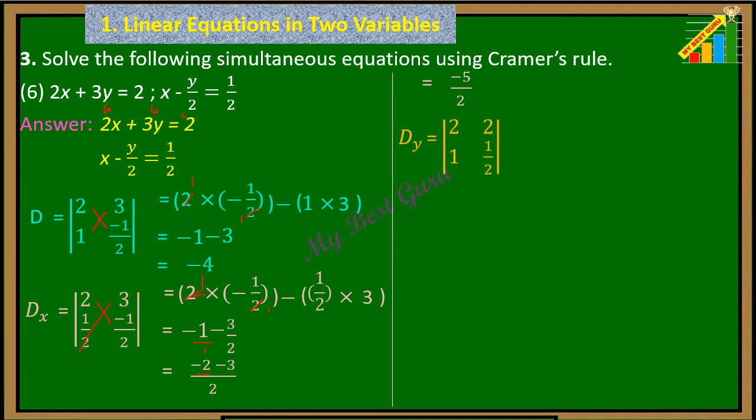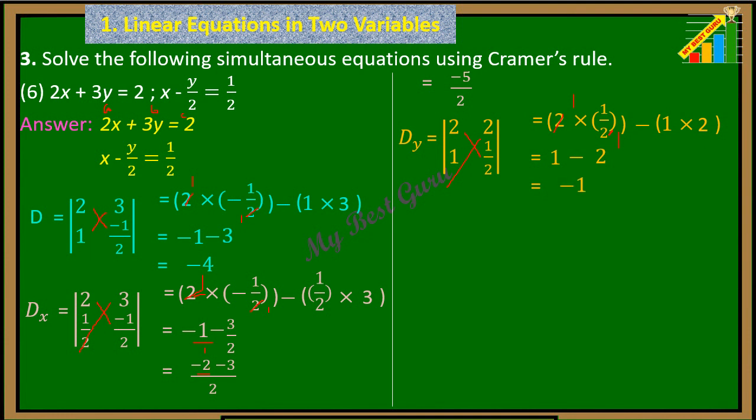Now for Dy. So what is Dy? We have to take a and c. So a are 2 and 1, and c are 2 and 1 by 2. Again cross multiply these. So these are 2 multiplied with 1 by 2 minus 2 multiplied with 1. So 2 ones are 2, 2 ones are 2. So here you got 1 minus 1 multiplied with 2 is 2. It is minus 1. Now the value of x is equal to Dx upon D.